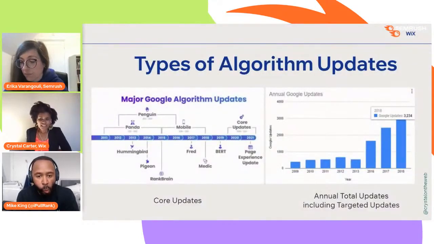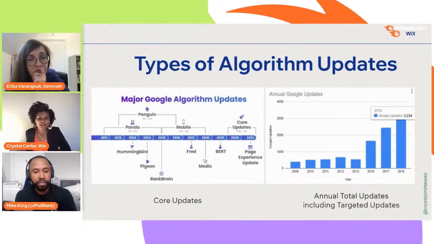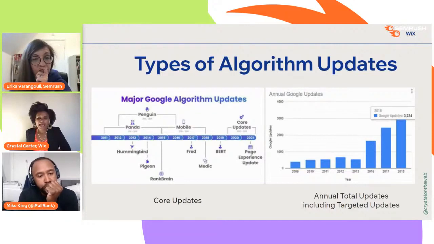So you'll see that over the history of their algorithm updates, it used to be that there were a few core updates happening over time. But as we get further along, as we start seeing more machine learning getting involved, and as we see more algorithms being added to the mix, the updates become more thick and fast. So in 2018, for instance, there were over 3,000 updates happening.